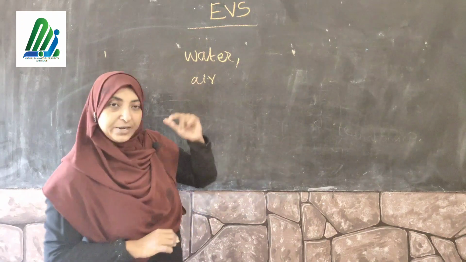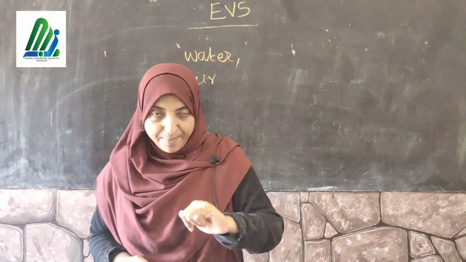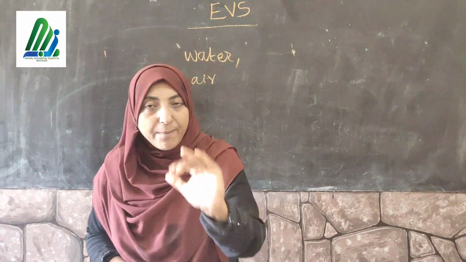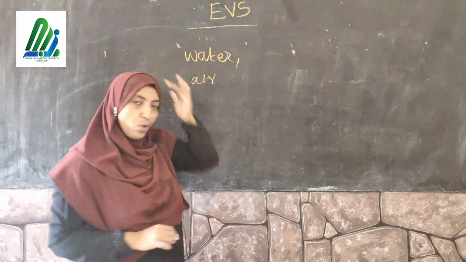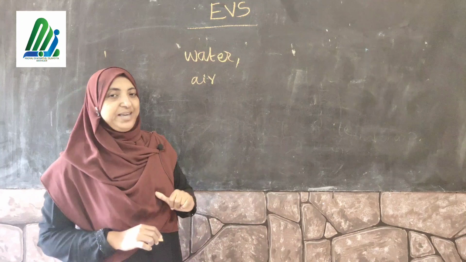Listen. So water we need for our life. Air, this we means human beings, animals, birds, insects, trees, etc. You remember like that. So all organisms need water and air for their life.